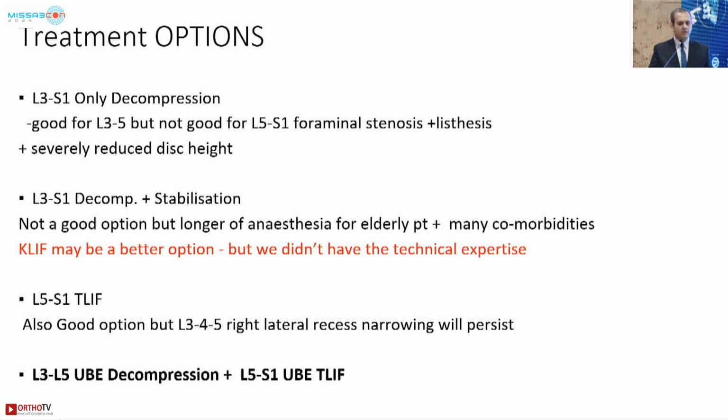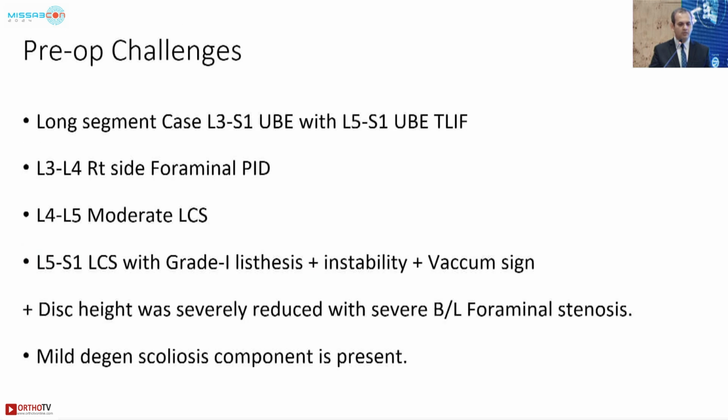Isolated fusion of the L5-S1 level wouldn't have tackled the upper lumbar levels, so we decided to do an L3 to L5 decompression, left-sided approach, contralateral sublaminar approach going to the right side so that we can preserve the facet, and a fusion at the L5-S1 level in the form of UBE lift.